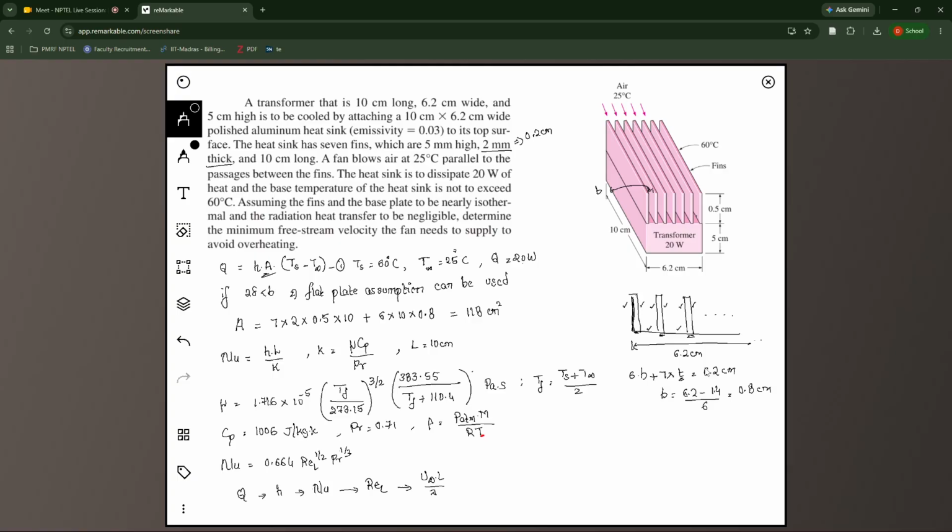And what temperature should I be using here? Yeah, film temperature. So I substitute that and get the density, and from that mu by rho is nu, so I can substitute that here, and from this I can get my U infinite. I'll wait for a couple of minutes so you can do the calculation.